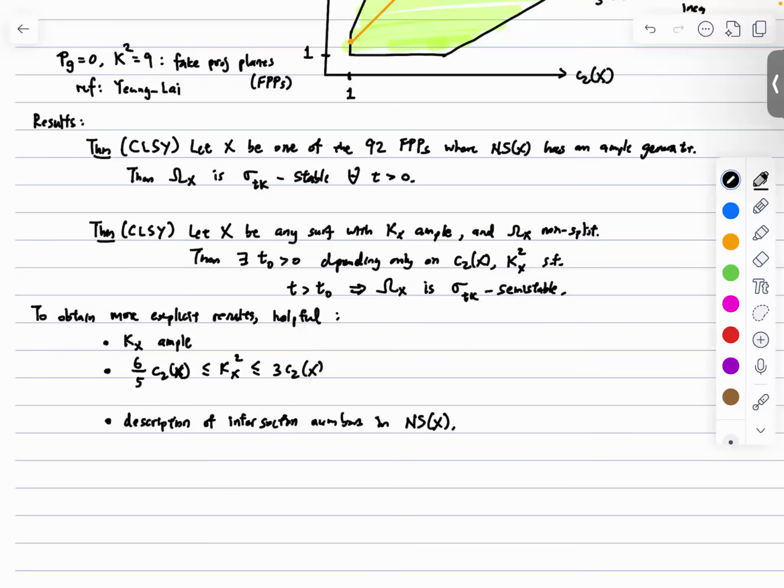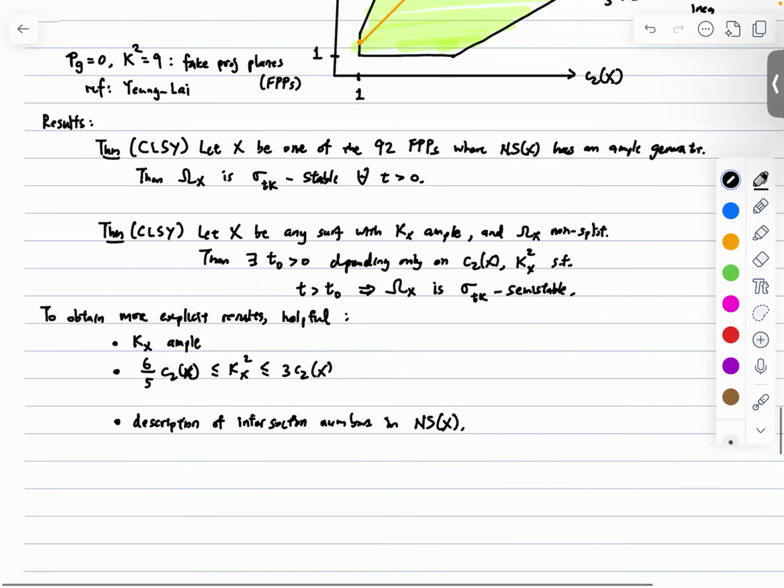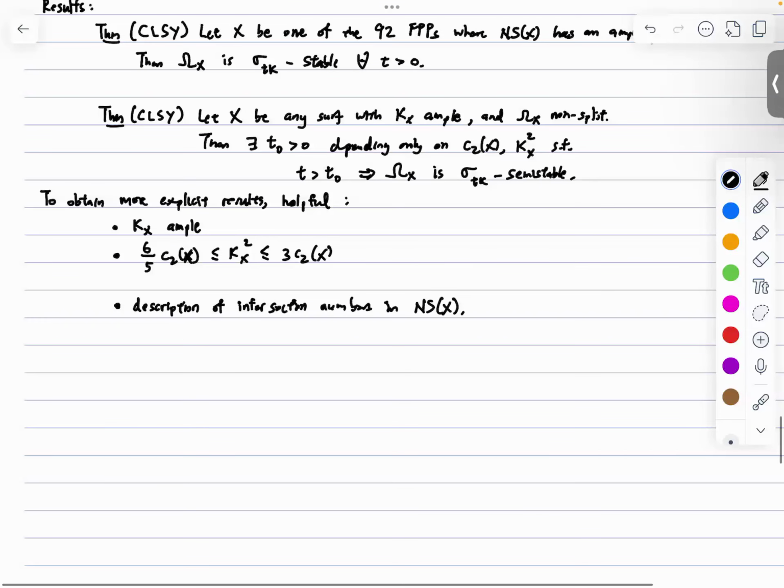So this is the end of what I want to say on K3 and surfaces of general type. If there are no questions, I'll try to say something about Fano surfaces in the remaining time.